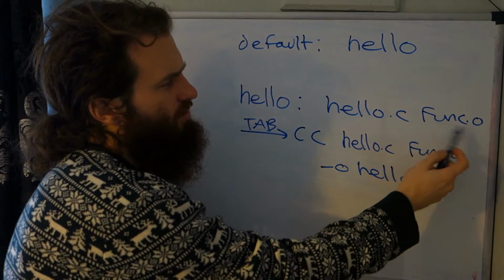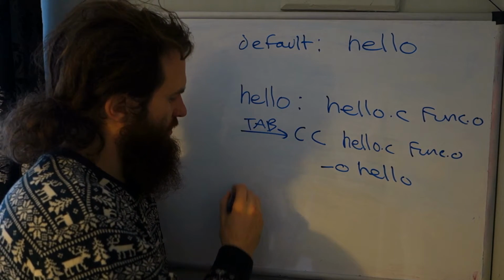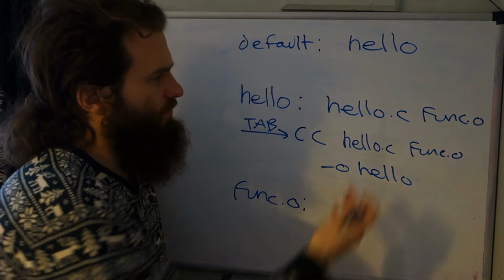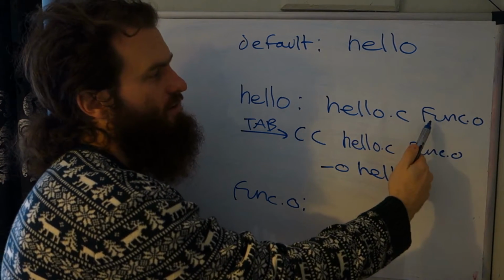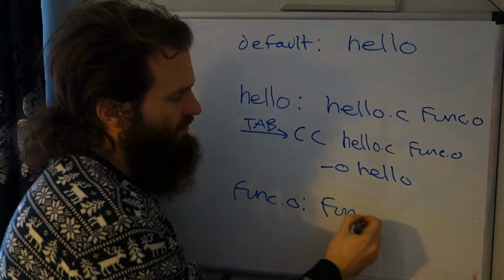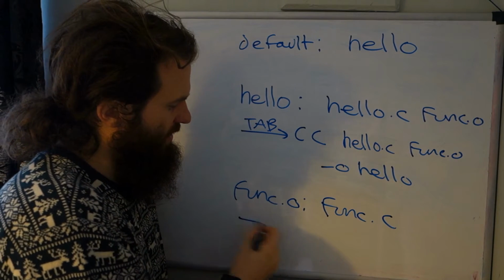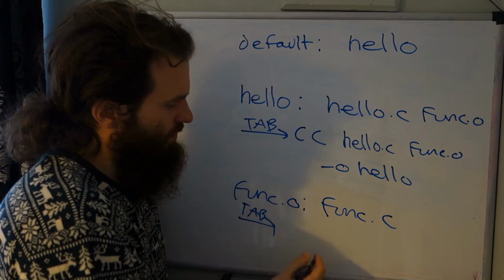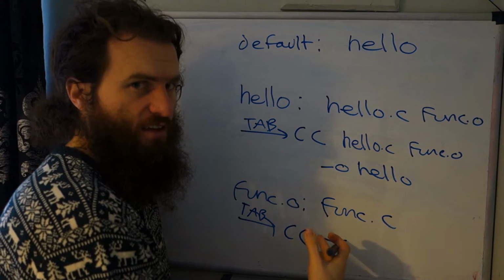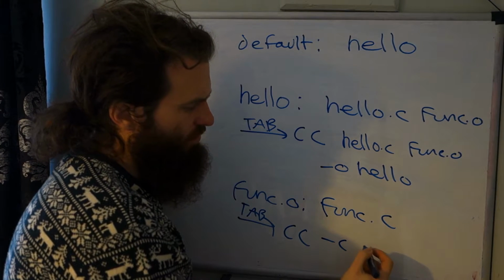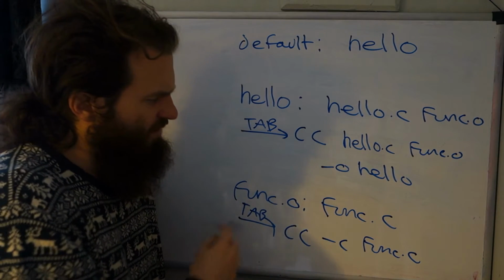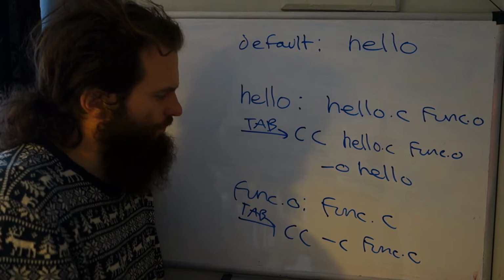Now we have a separate object file, so we need to create a target for it. So we'll look for a target to build that prerequisite. And so func.o will depend on, its prerequisite will be func.c. There's a tab here. And then what we do is cc, and we use -c to create an object file, func.c. And so that would be the rule to build an object file.